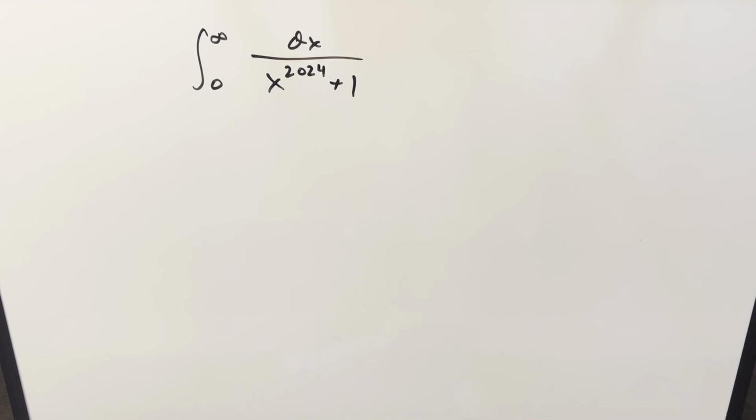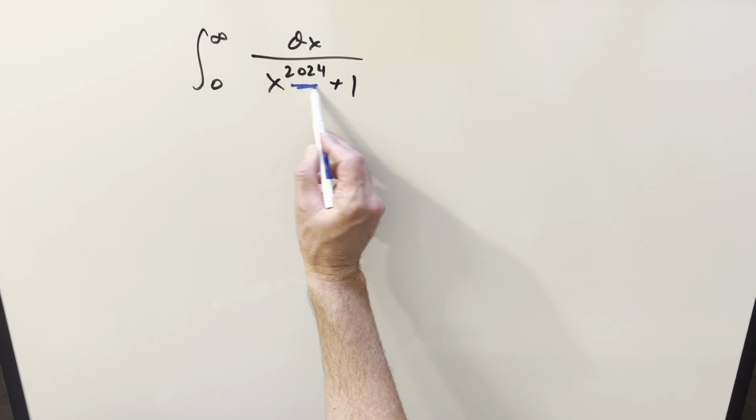Okay, we obtain another integral. We've got the integral from 0 to infinity of 1 over x to the 2024 plus 1 dx. Okay, right away, the disturbing part in this one is just this exponent here.